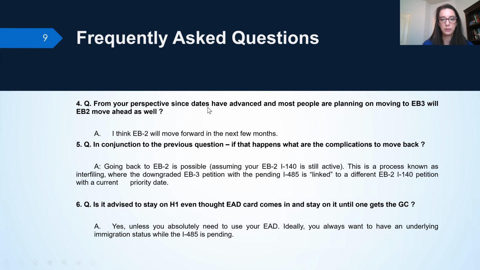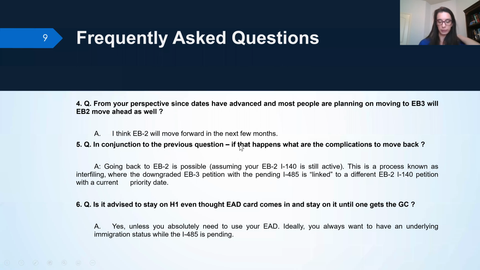So number 4, from your perspective, since dates have advanced and most people are planning on moving to EB3, will EB2 move ahead as well? Yes, I think it will move ahead in the next few months. Obviously, this is just, as I said, a prediction. We don't know that for a fact, but given the number of people who are downgrading, also given the fact that we have all these immigration bans that prevent some people, not all, from applying for green cards, and then also the fact that consulates are being closed or working in limited capacity, they will have available numbers. So yes, the prediction is that EB2 will progress. By how much, we'll just have to wait and see.